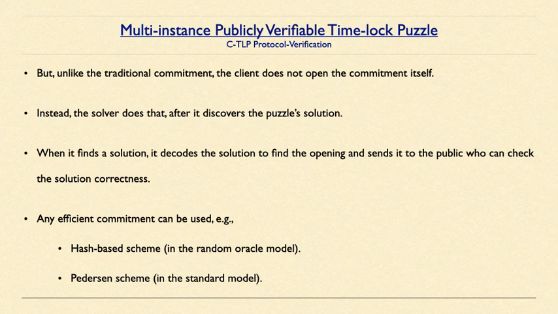In our protocol, any efficient commitment scheme can be used, such as a hash-based scheme, which is in the random oracle model. This commitment is highly efficient. Or the Pedersen scheme in the standard model. This commitment scheme is less efficient than the hash-based one as it involves modular exponentiation. However, it is in the standard model.